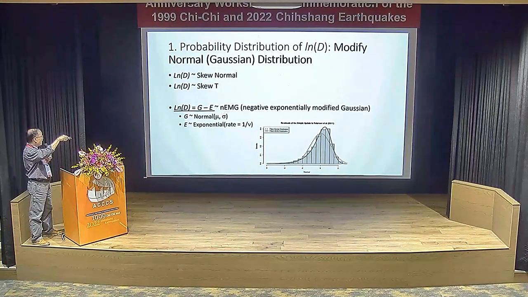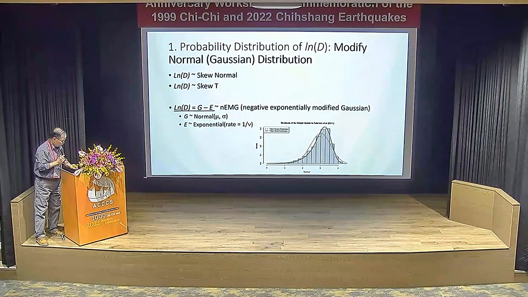So by accident, we ran into the exponentially modified Gaussian, but that distribution is right skewed, so we have to change the sign here. Instead of plus E, we use the negative E, so we'll force the distribution to become left skewed. Okay, so in this NEMG distribution, there are two components. One is the G component, that's a normal variate. And E is an exponential variate.